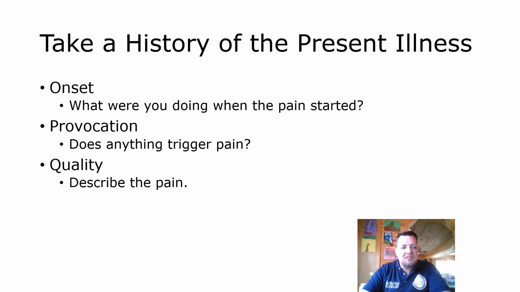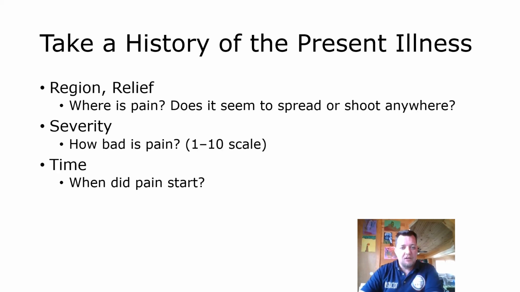All right, so this is also where we get into our OPQRST. So onset is what were you doing when the pain started? Provocation, does anything trigger the pain? Does anything make it better or worse? Quality, what does the pain feel like? Region or relief, where is the pain? Does it seem to spread or shoot anywhere? Severity, how bad is the pain on that 1 to 10 scale? I'm not a fan of the 1 to 10 scale, but until we figure out something better, that's what we use. And when did the pain start?